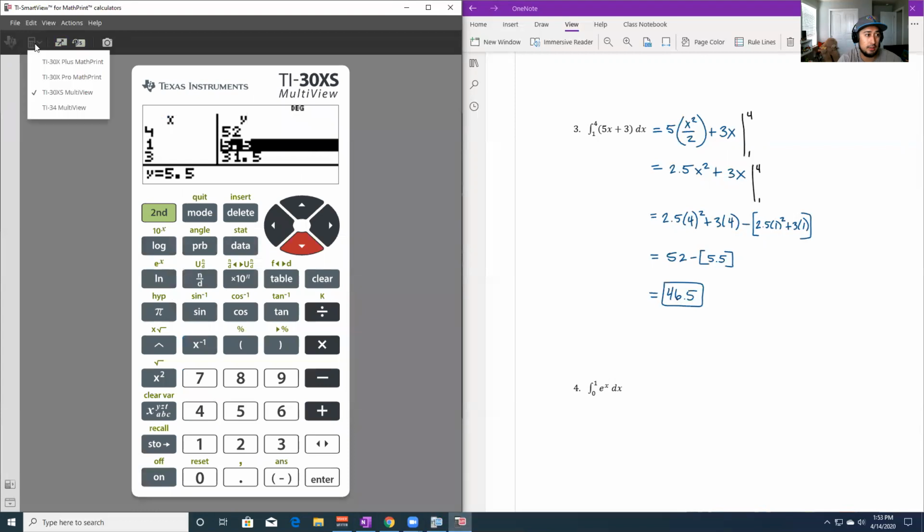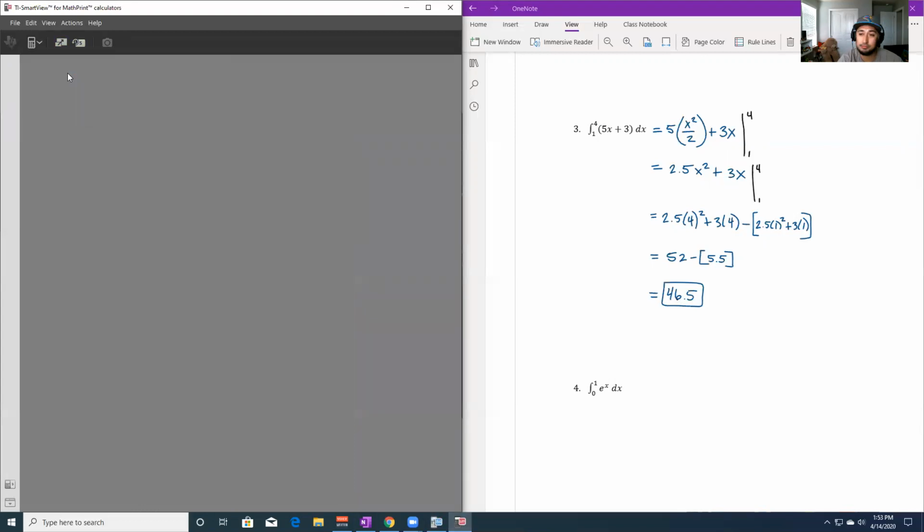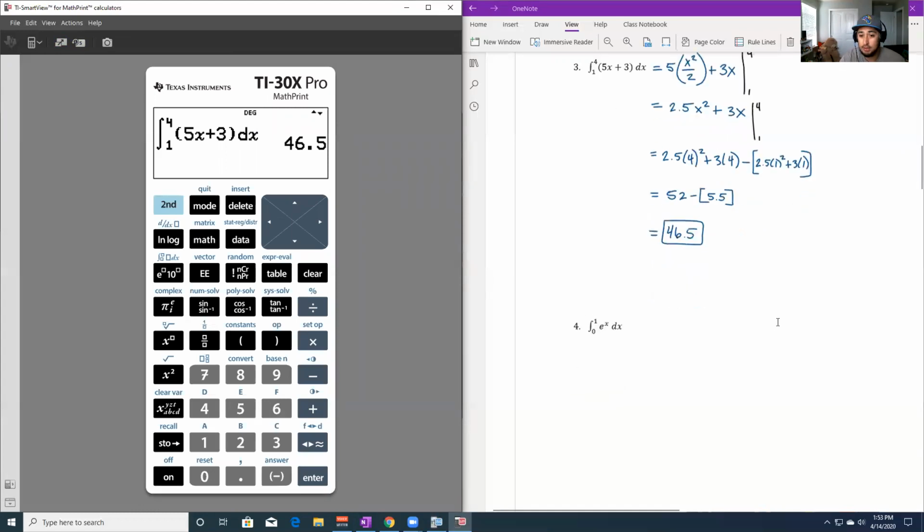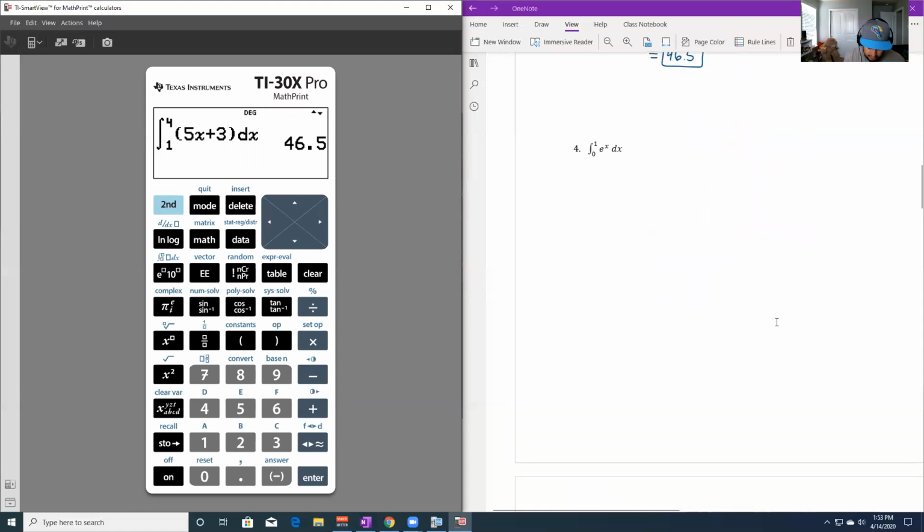All right. So now you know. Now we can get this process rolling. Let's do it. Okay. Next one is the integral from 0 to 1 of e to the x.